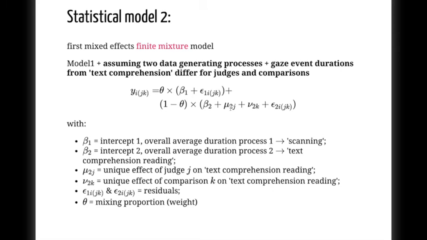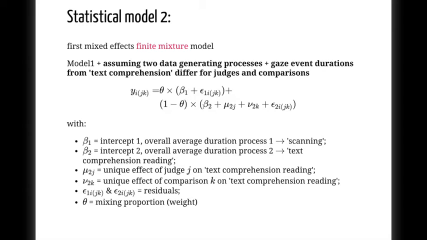But the more challenging and interesting model that we want to show is the idea of a finite mixture model combined with the idea of a mixed effect. So that's why it's a mixed effects finite mixture model. The first thing that we added was that there are two processes in play. That's our assumption in this model. One process is captured by this part of the model, and a second process is captured by this part of the model.